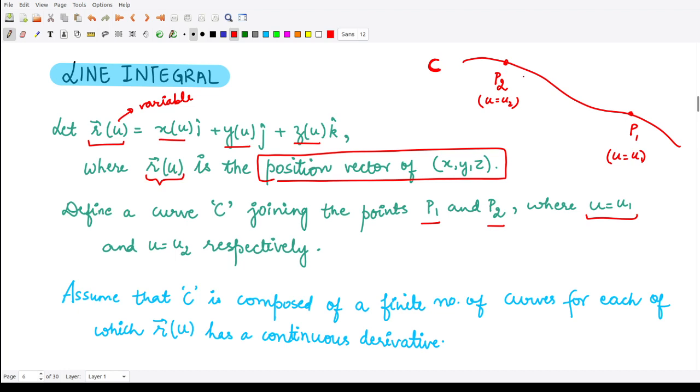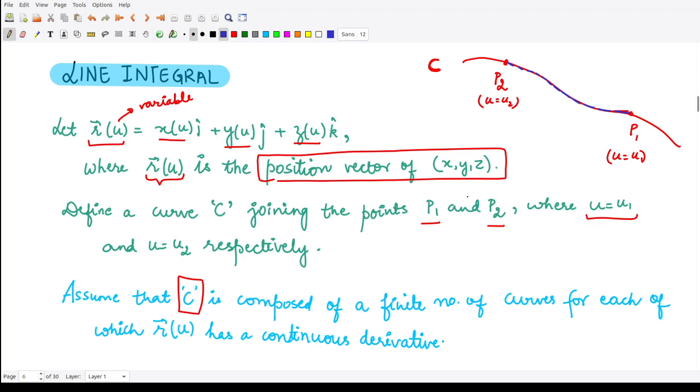Now this might not always be a straight line, it could be anything. Assume that this curve C is composed of a finite number of curves for which r of u has a continuous derivative. I can draw it like this. It consists of small portions of curves which each have continuous derivatives, right? So at any point we do not find any kind of discontinuity.